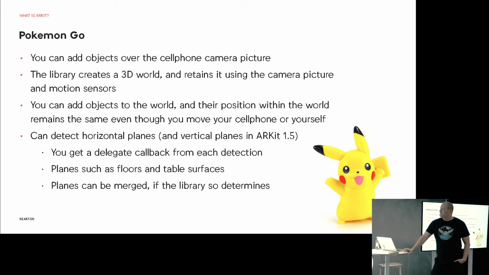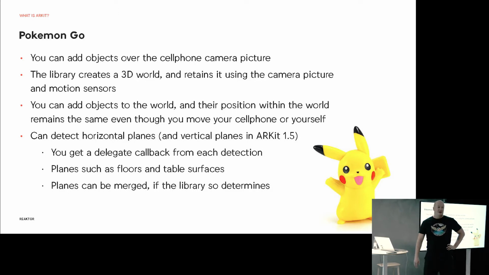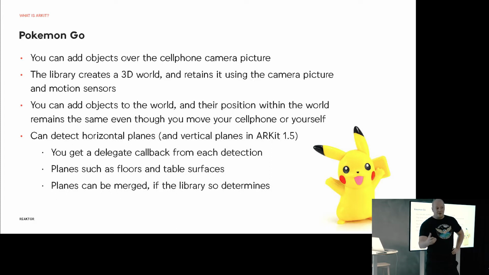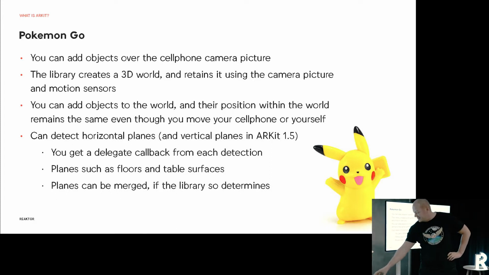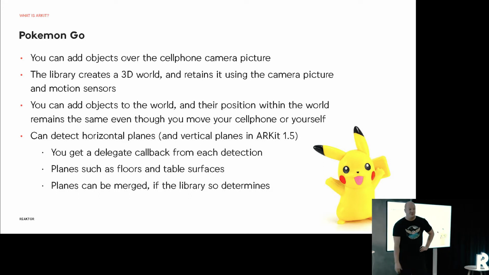So you can add objects over the cell phone camera picture, and the library creates a 3D world, and using the motion sensors and the camera pictures, it's able to retain the object's position in the 3D world. You can walk in the room, and the object remains in the same place that it was initially put into.